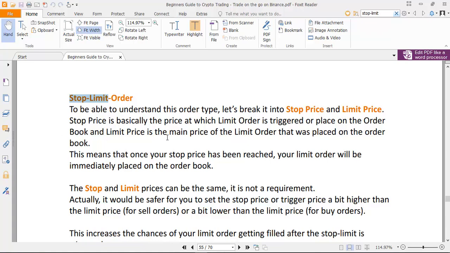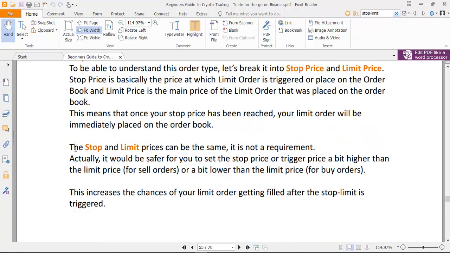And the limit price is the main price, or you can call it the actual price of the limit order that was placed on the order book. So here we have two prices. One is to trigger the next price. The stop price is going to trigger this. This particular one is not going to be placed on the order book. Rather, this is. We will see it in action, don't worry. This means that once your stop price has been reached, that's this, your limit order, that's the limit price, will be immediately placed on the order book.